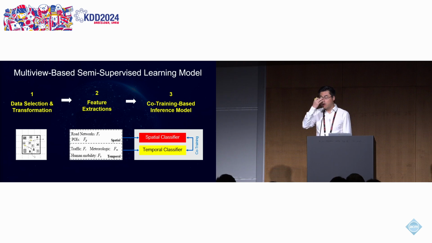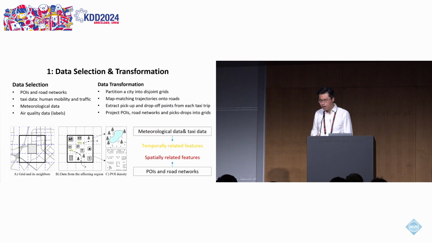So here's how our model works. There are 3 steps. First one is to do data selection and transformation. Second, do feature engineering. And third one, do a co-training based inference model. Data selection I think is very important. So why do we select such kinds of data? First, point of interest data and road network data. They are complementary to the traffic pattern and they indicate the land use of the city. And traffic data from taxis, actually we have trajectory data generated by taxis indicating human mobility and traffic. And we convert data into the format that can be consumed by machine learning models.